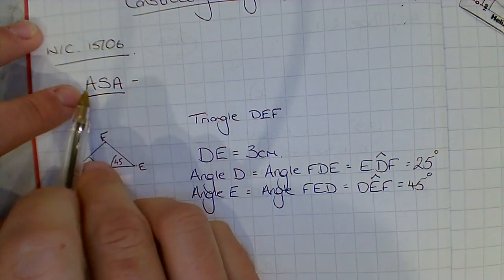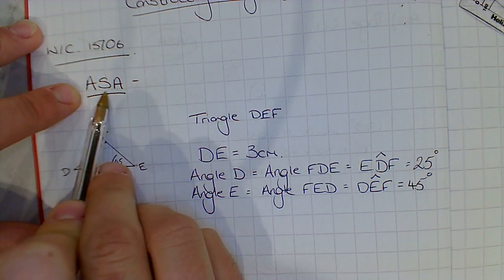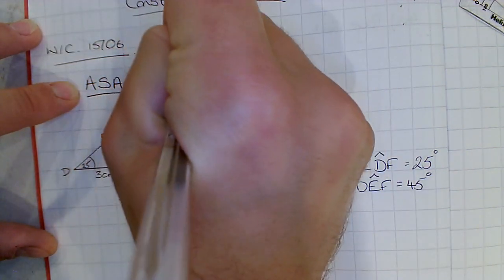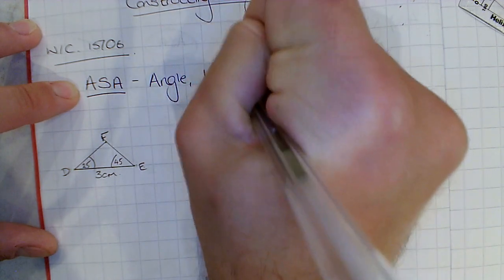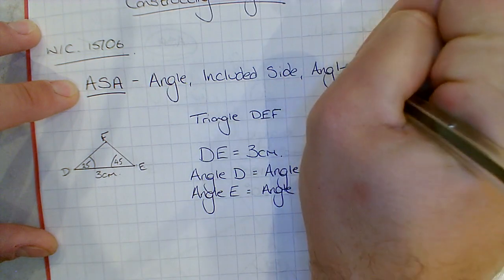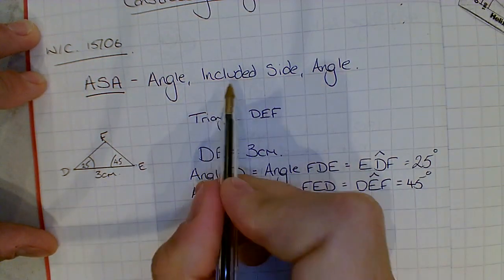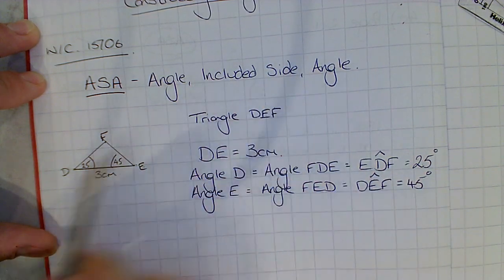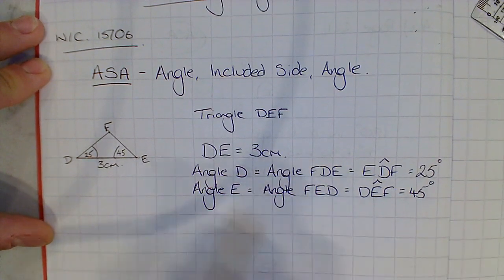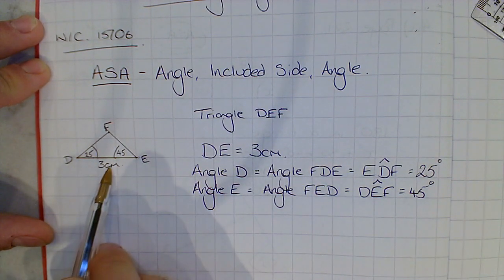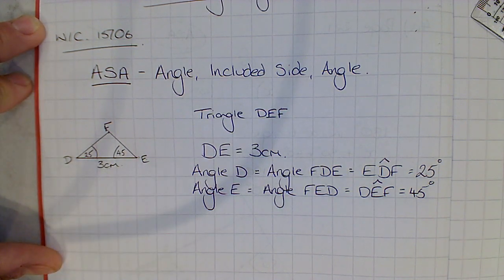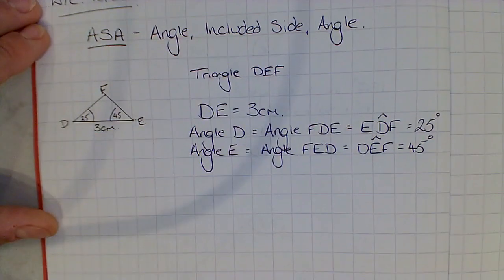Okay, so the first example I'm going to go through is called an ASA triangle, and that just means I need an angle, an included side, I'll get to what that means in a moment, and another angle. Okay, an included side is just a side in between 2 known angles. Okay, so here I can see that 3 centimetres is my included side because it's in between the 25 degrees and the 45 degrees. Okay, so now let's get on with actually constructing that triangle.